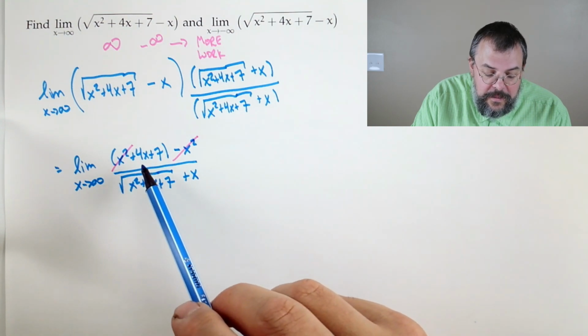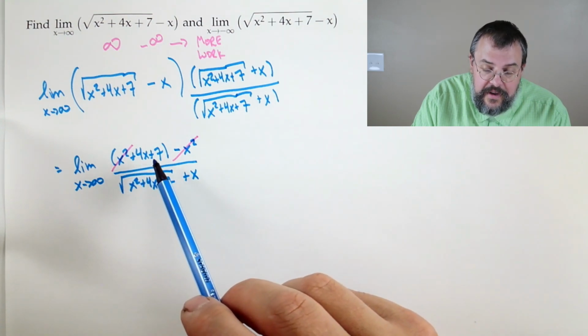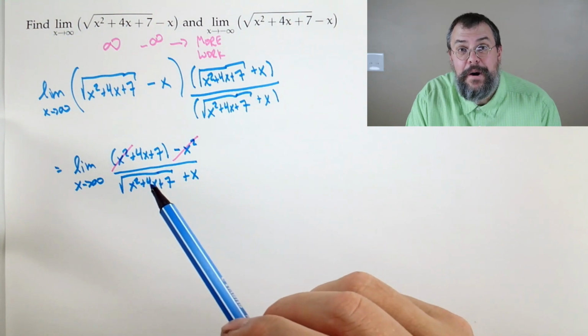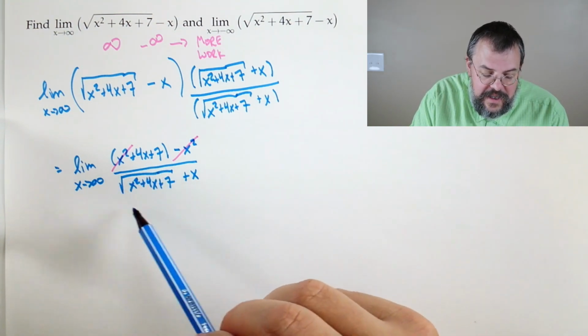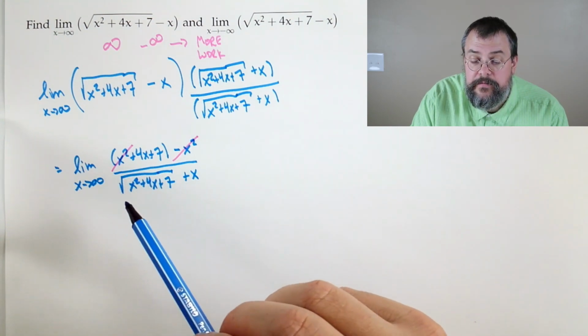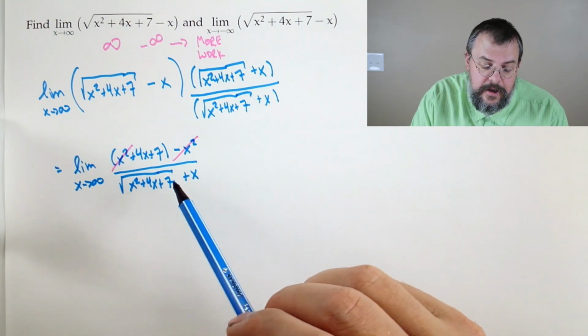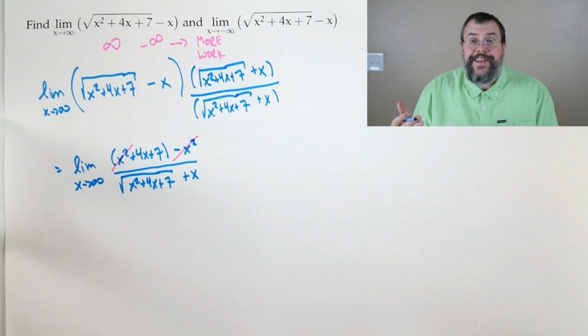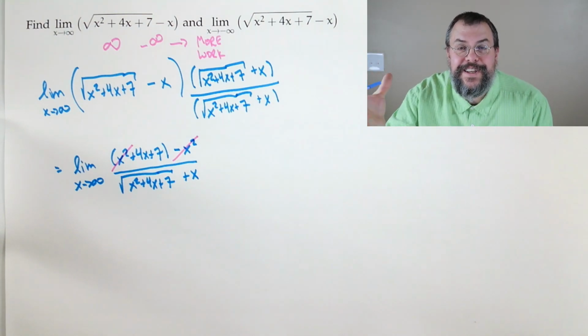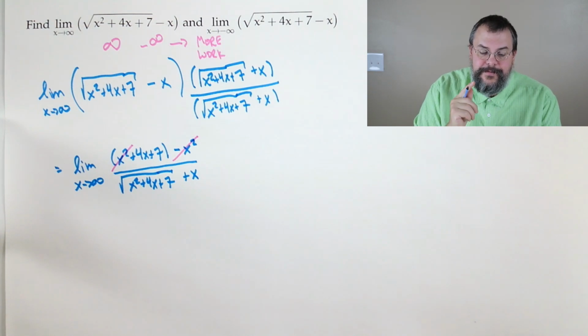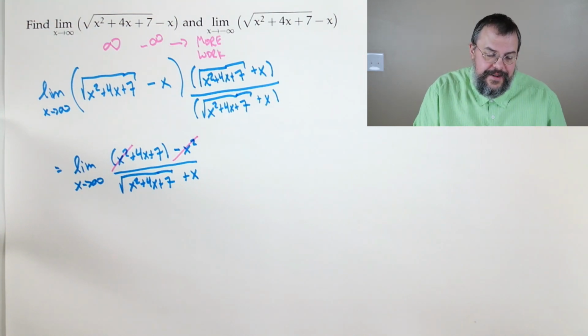Upstairs, we're plugging in infinity. We get 4 times infinity plus 7. Okay, big number. That's the key. It's big upstairs. Downstairs, you get essentially x. Here's another x. So again, it's getting big. All right, so it's big over big. It's infinity over infinity. So what do we do next?